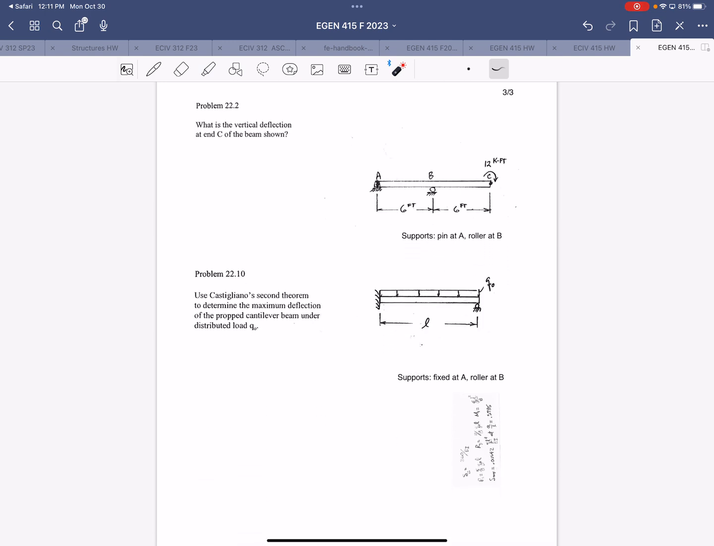All right, and then you have the Castigliano method, applying that to two problems. You have a determinate problem and an indeterminate problem with a uniform load. So it will get a little bit involved with that uniform load, but you've seen enough in the class lectures to be able to apply that.